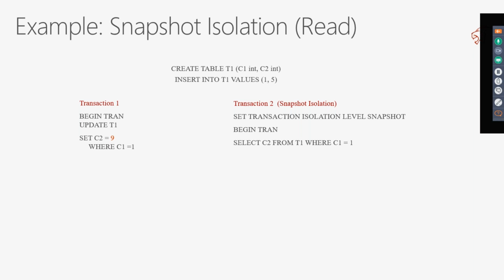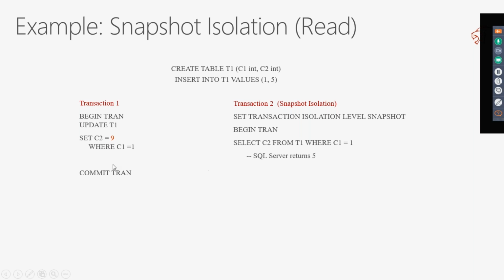All the transactions that had committed, snapshot isolation says I don't worry about anything that is ongoing in terms of transactions. I want to see all the committed values that were there at the beginning of my transaction. So when I do the query select C2 from T1 where C1 is equal to 1, it will see 1, 5, right? It will get 5, because that was the committed state of my row.